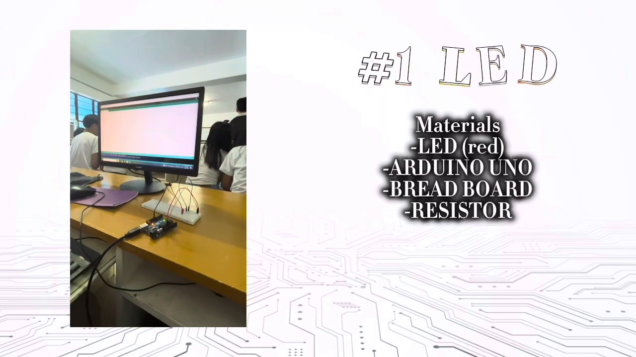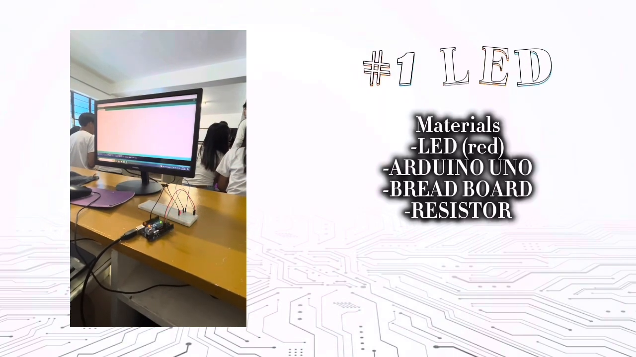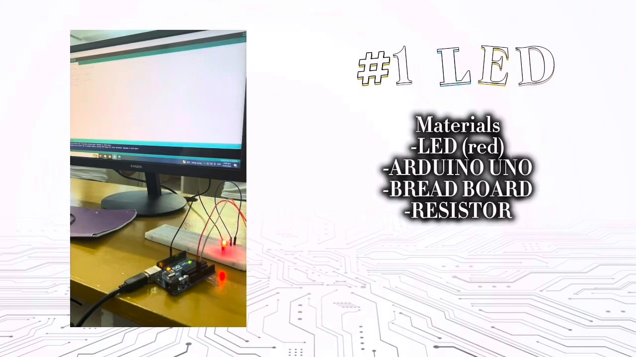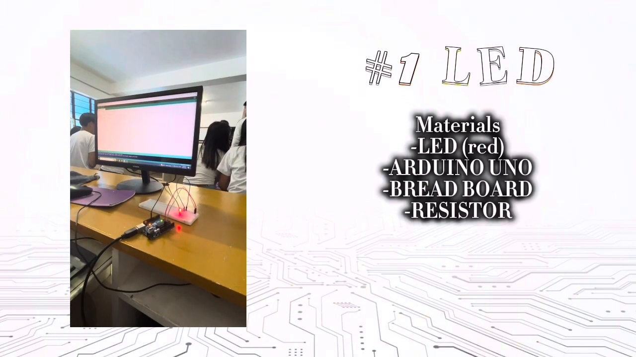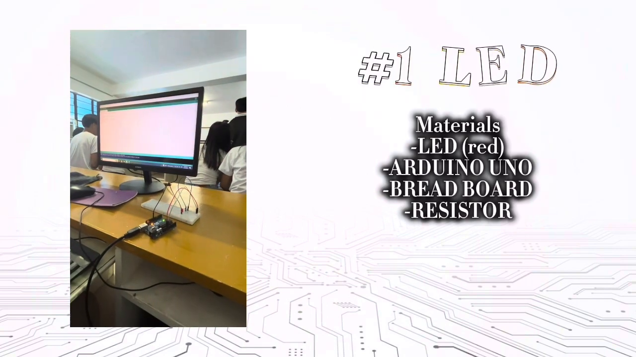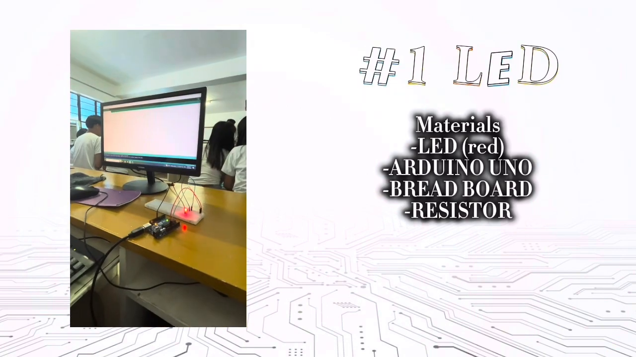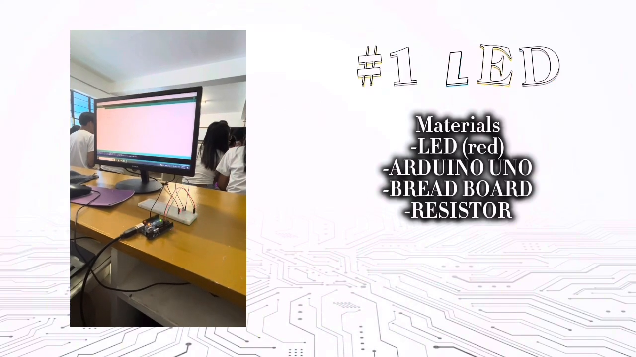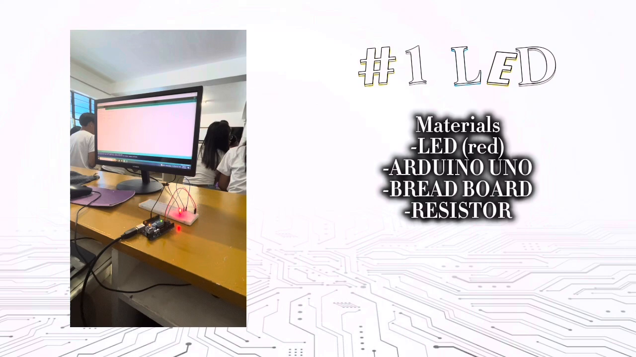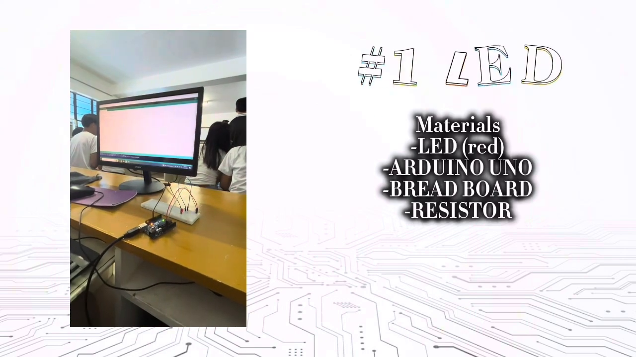LED 1. Materials: LED, red, Arduino Uno, breadboard, resistor. In this task, we created a simple Arduino circuit that makes an LED blink on and off. The project demonstrates how to control an electronic component using Arduino programming. By adjusting the timing in the code, we can change how fast or slow the LED blinks.